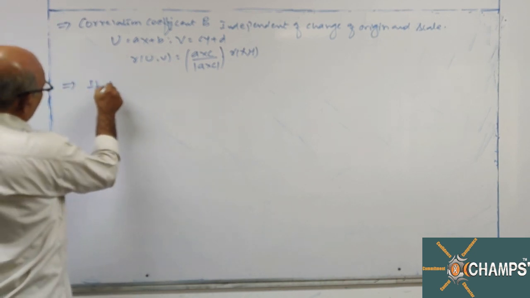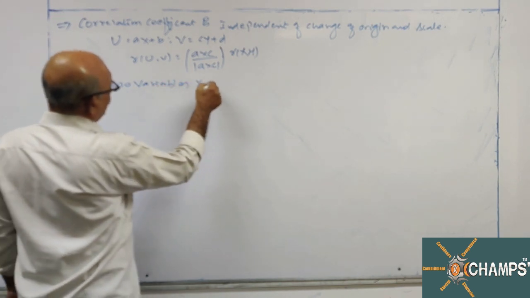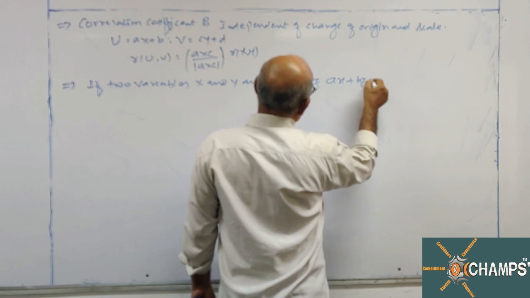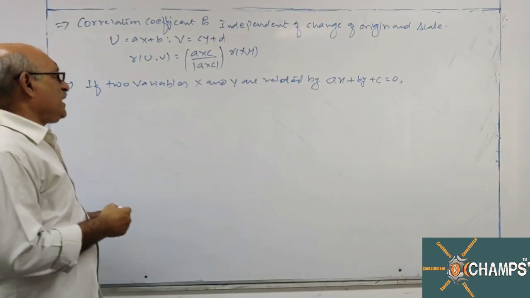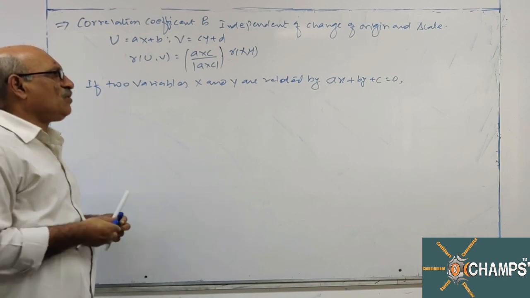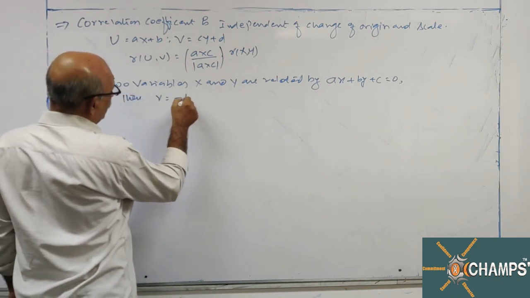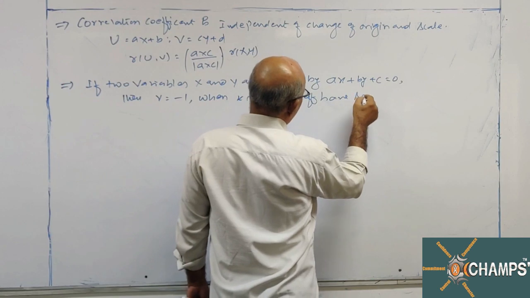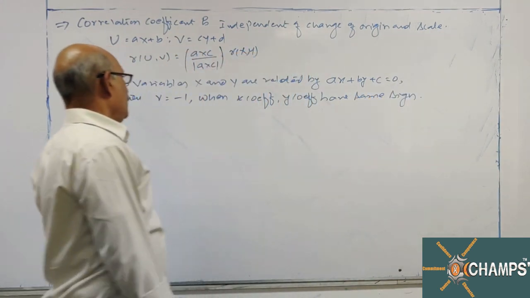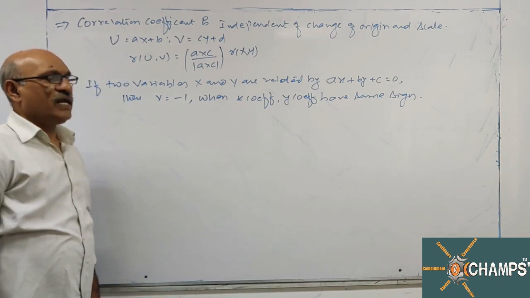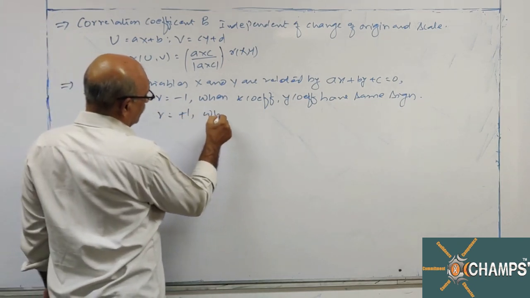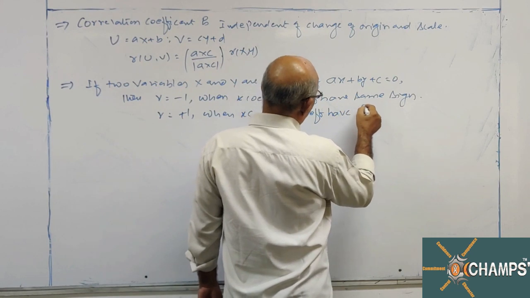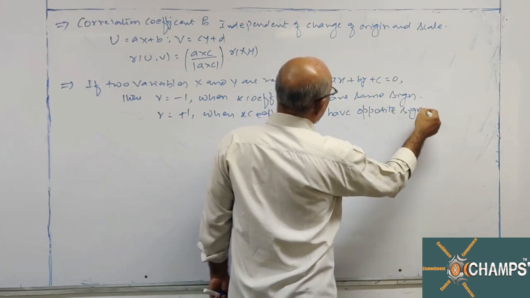Next, if two variables x and y are related by ax plus by plus c equal to 0, then r is equal to -1 when x coefficient and y coefficient have the same sign. r is equal to +1 when x coefficient and y coefficient have opposite sign.